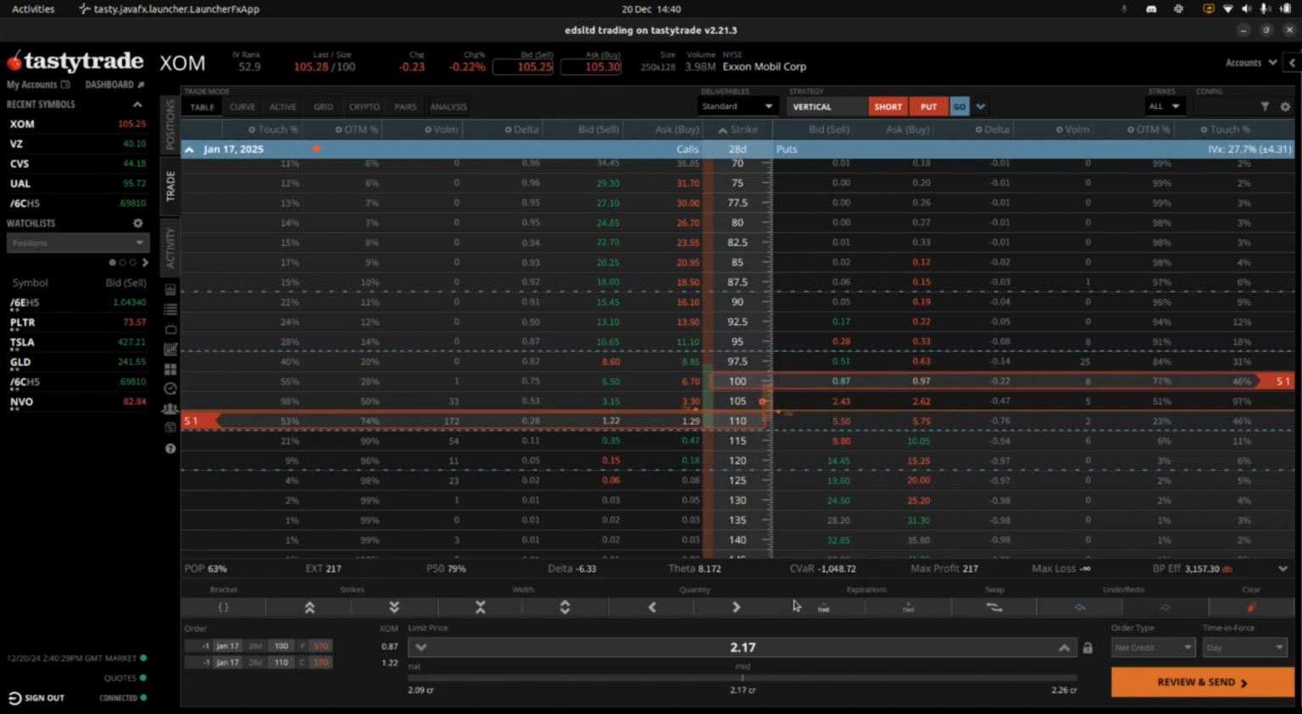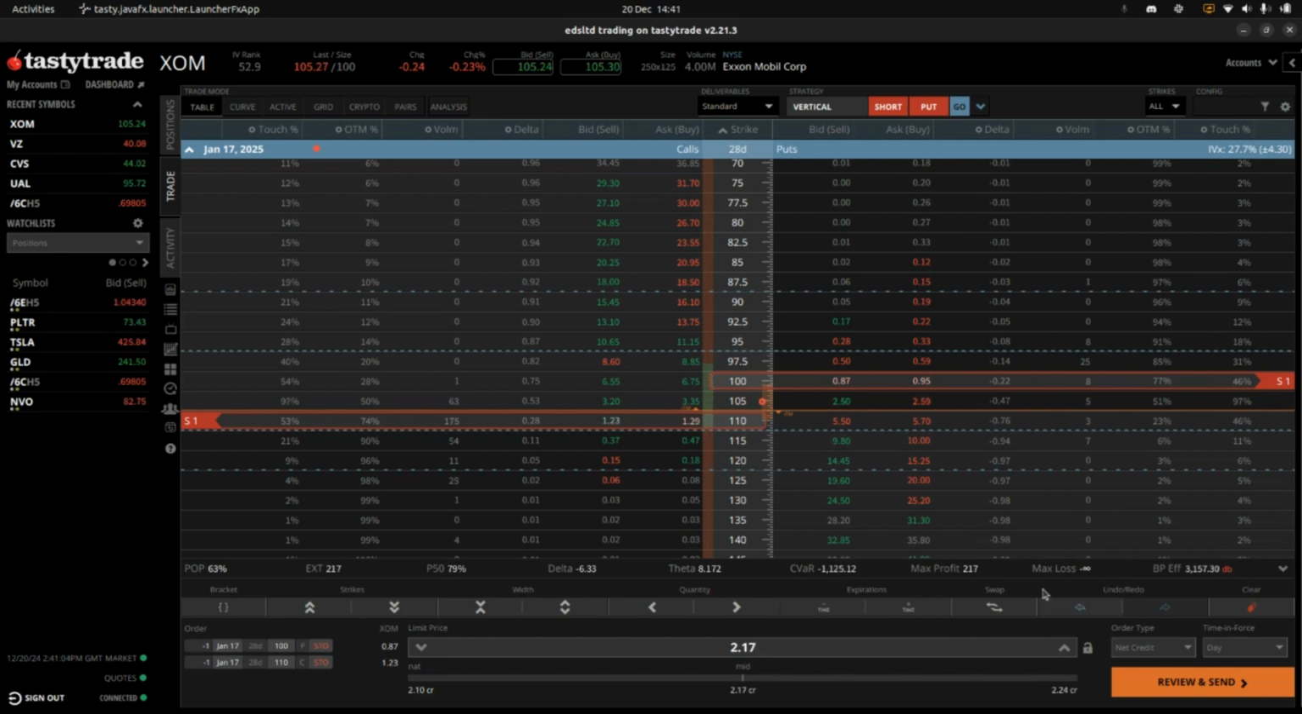So let's take a closer look at the numbers. This is what we would collect up front, a max profit of $220, $2.19. Our broker is going to require $3,157 in buying power to open this position, which is not the best return on capital. We can get higher returns on capital with other underlyings that may be more volatile, but it's still not a bad return on capital, and it is a naked position, which means that we have an unlimited loss potential.